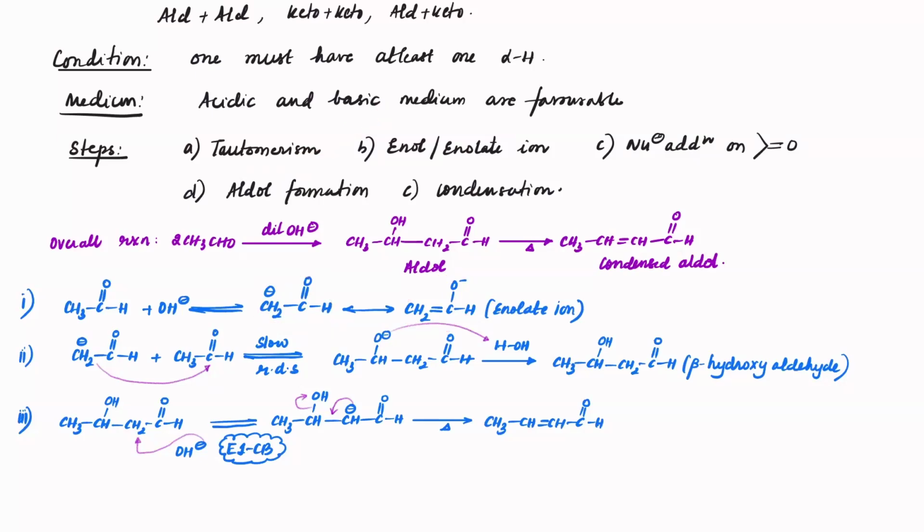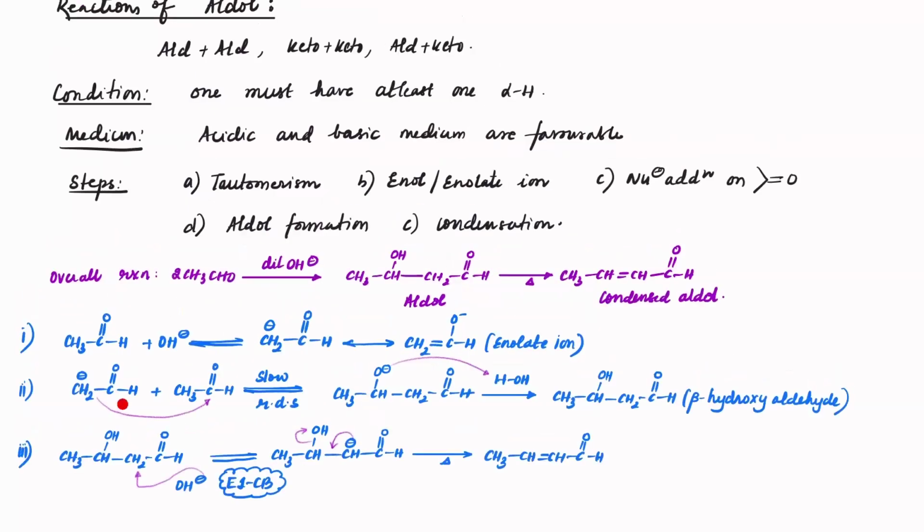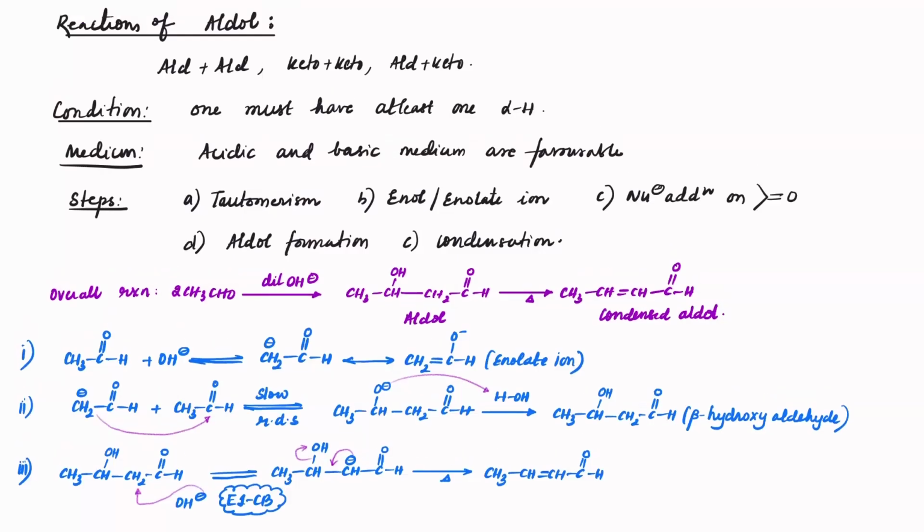Have you noticed something? What was the essential condition here? It must have at least one alpha hydrogen. If there is no alpha hydrogen, something like formaldehyde cannot give you aldol reactions. Got it? So go through it quickly.